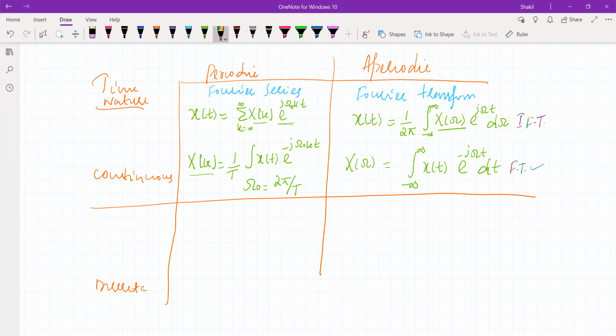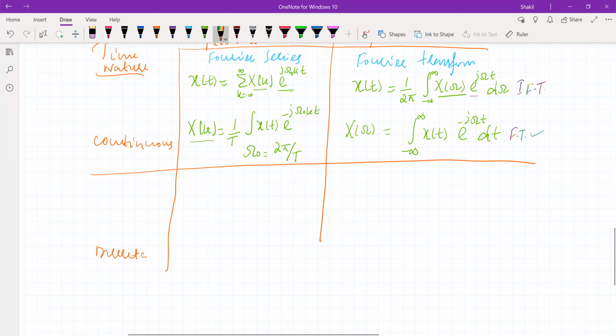Don't be afraid of this. So this is the Fourier transform, and this is the inverse Fourier transform. We are expressing x of t as a weighted sum of these complex sinusoids. That's the main literal meaning of this.